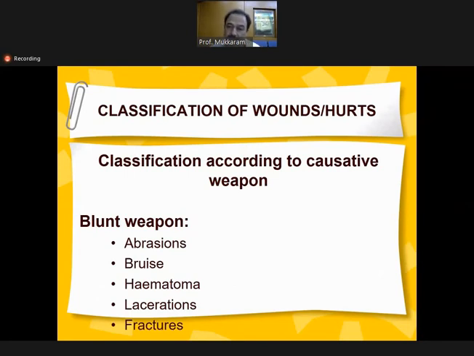So the classification: we have the blunt weapons. This is one of the classifications. I'm not talking about the closed wounds and the open wounds. I'm talking about blunt weapons, which will produce bruises, abrasions, hematoma, a collection of blood in any pocket, and lacerations and fractures. This is by blunt weapon.